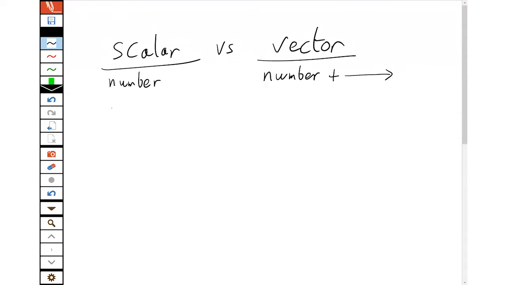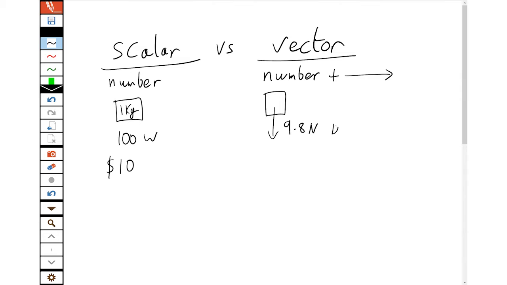Now numbers we've all met before. For example, if you have 1 kilogram of sugar, that's just a scalar. If you have a 100-watt light bulb, that's a scalar. If you have $10, ooh, that's a scalar. It's just a number with no direction. Even though it might always feel like it's going away from you, that's not a definite arrow. For vectors, however, that 1 kilogram, we'll see soon, has a 9.8 Newton force down. Or you might have a velocity of 20 meters per second east. And see, those have definite directions, and those are vectors.